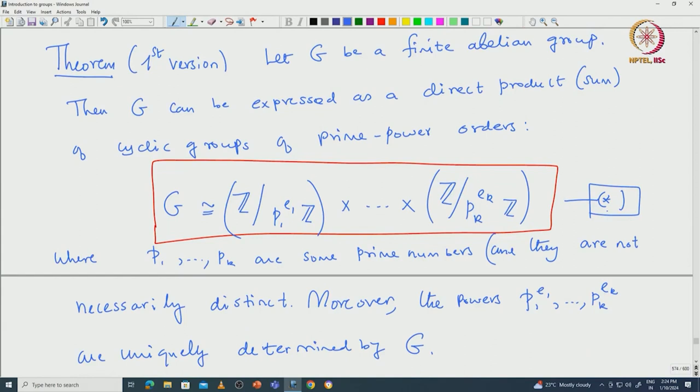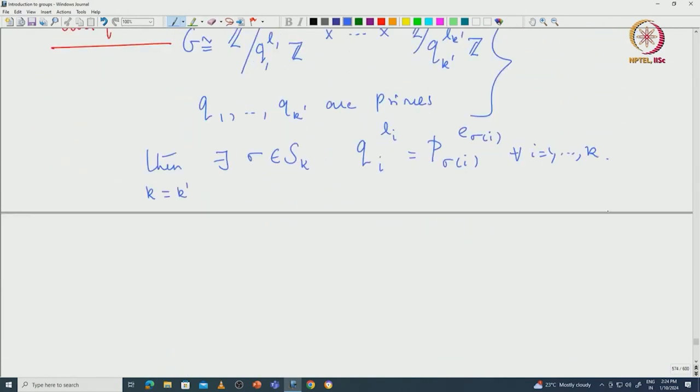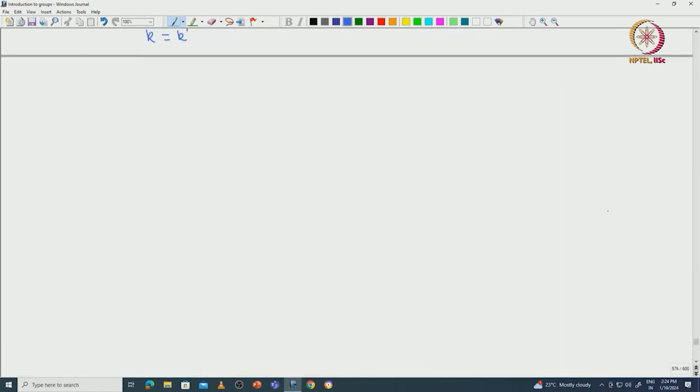Okay, so let me state the second version. But before stating it, let me do some examples, so it will be clear. What is the meaning of the second version? Why is the second version naturally motivated from the first version? Before that, let us recall a fact we proved some time back, which implicitly uses the Chinese remainder theorem.